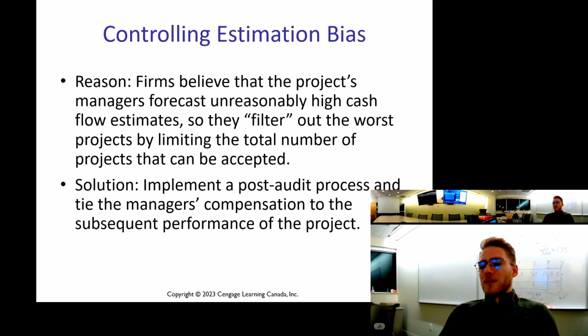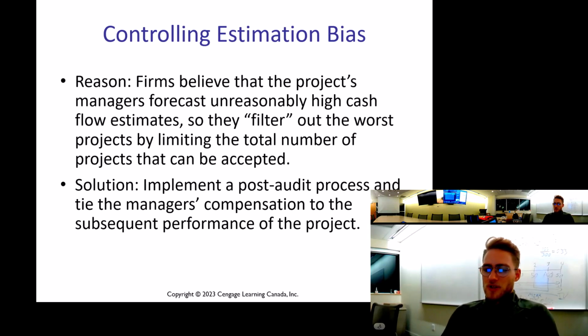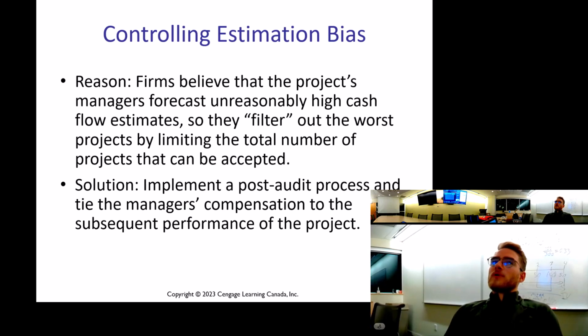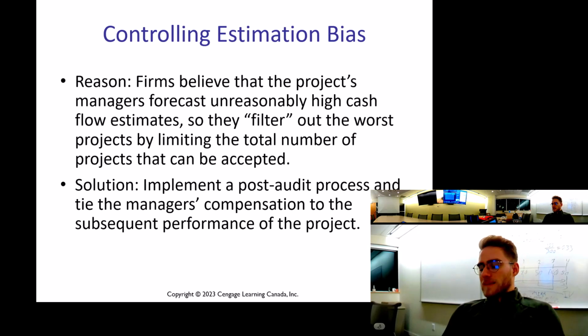And then also controlling estimation bias. Firms believe that project managers forecast unreasonably high cash flow estimates, so they filter out the worst projects by limiting the total number of projects that can be accepted, right? So the solution is to implement a post-audit process to tie managers' compensation to subsequent performance. So this comes down to it reducing the motivation to overestimate cash flows on projects to make them more attractive, right?